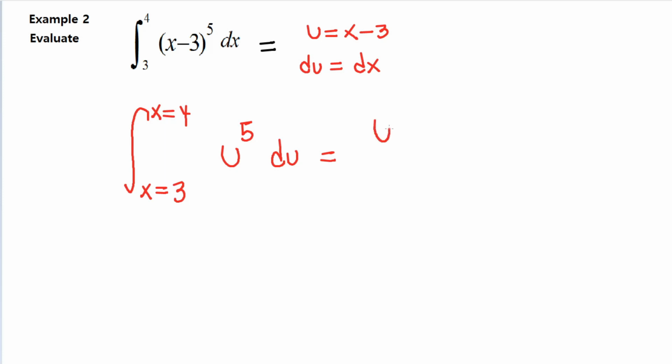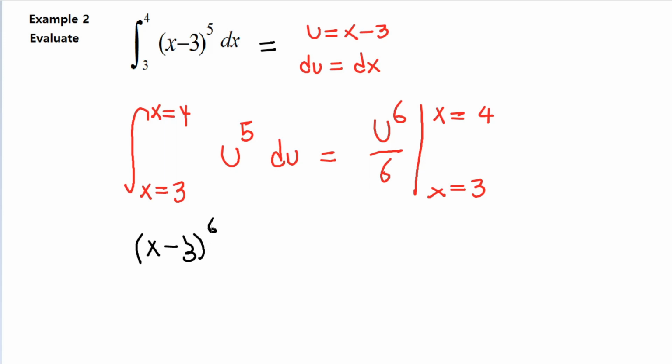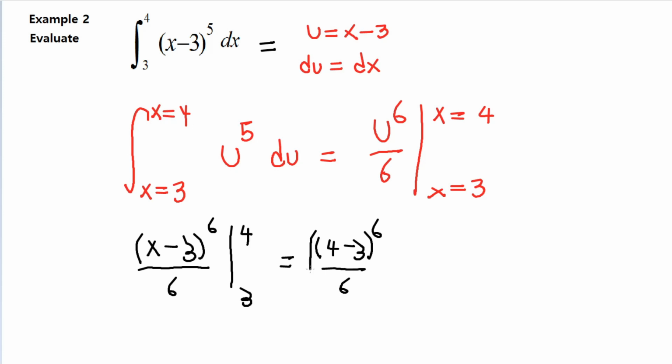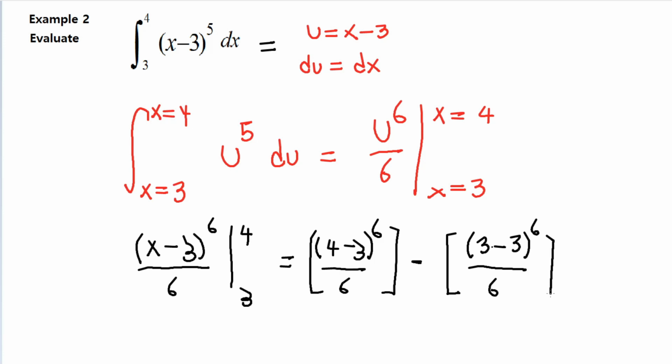And this will integrate to u to the 6th over 6 from x equal to 3 to x equal to 4. Now this is where we're going to substitute our x minus 3 back in. So it will be x minus 3 to the 6th over 6 from 3 to 4, which is equal to 4 minus 3 to the 6th over 6, minus 3 minus 3 to the 6th over 6, which will equal 1 over 6 as the answer.